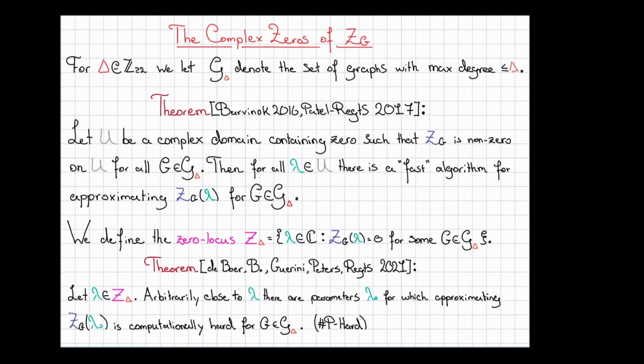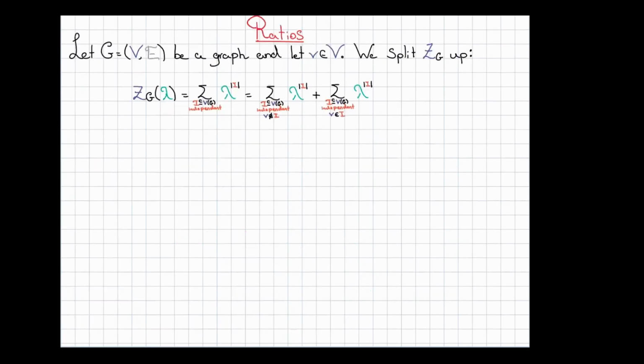And we do this via some complex dynamics. So let's see where that comes in. First, we need to have some recursion.